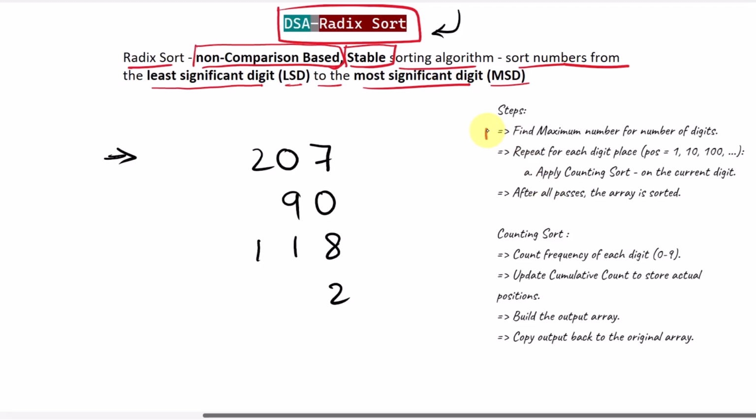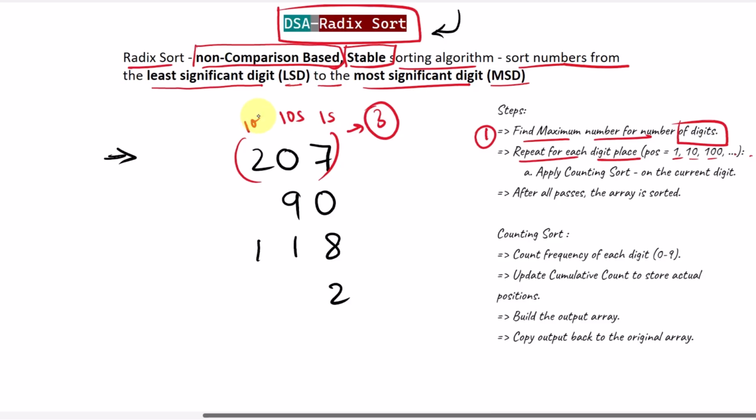The first step is to find the maximum number. Here that is the maximum number, and it has 3 digits. That means we're going to repeat the process for each digit: the ones place, tens place, hundreds place, and so on. As we know, that is the ones place, that is the tens place, and that is the hundreds place.